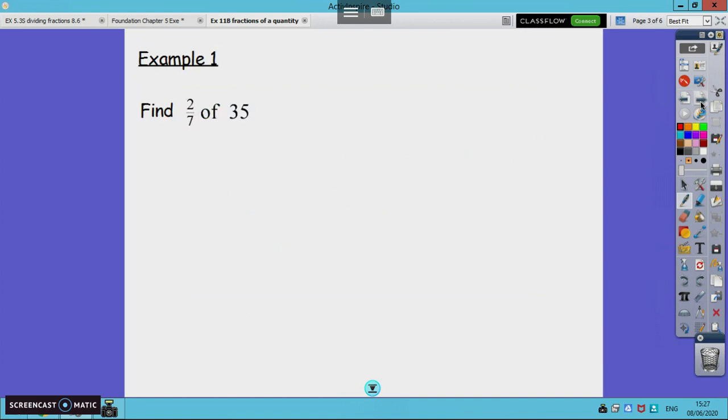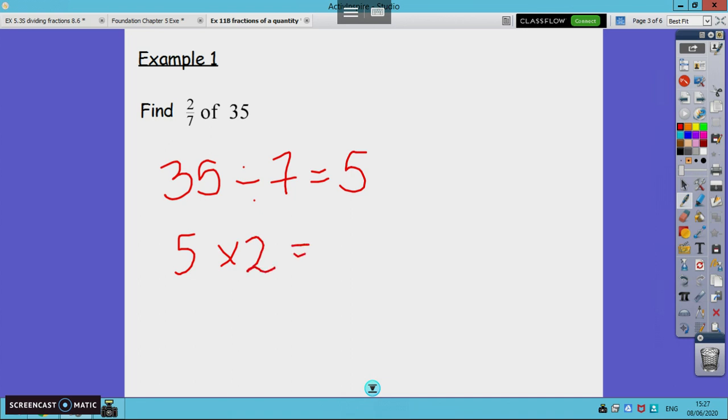Here's your first example. Find 2/7 of 35. Using that rule, divide by the denominator, multiply by the numerator. We would do 35 divided by 7, which gives us 5. And then we would do 5 times 2. We multiply by the numerator, which gives 10. And that's our answer, 10. So 2/7 of 35 is 10. Make sure you've got that copied down in your notes.